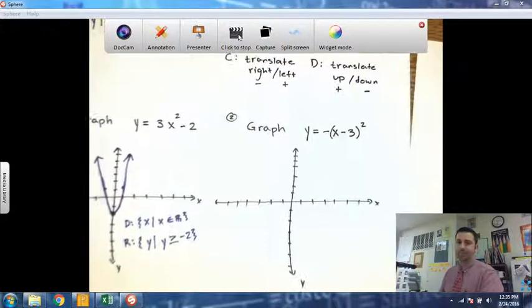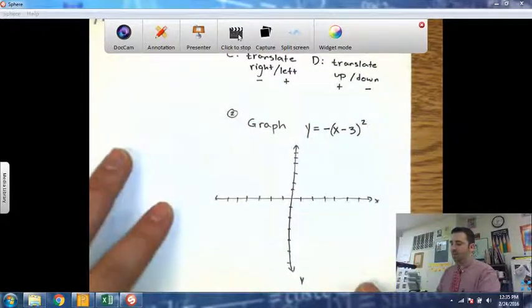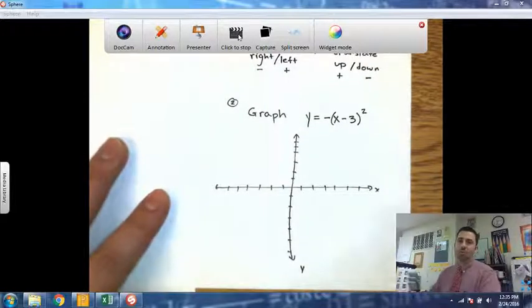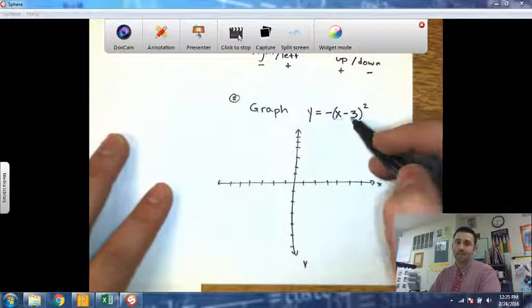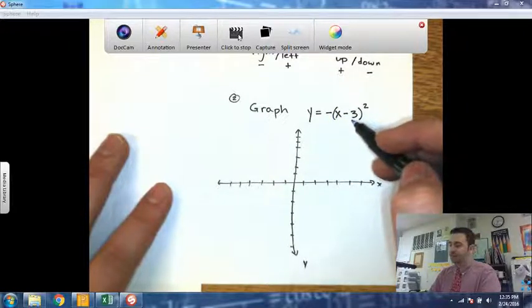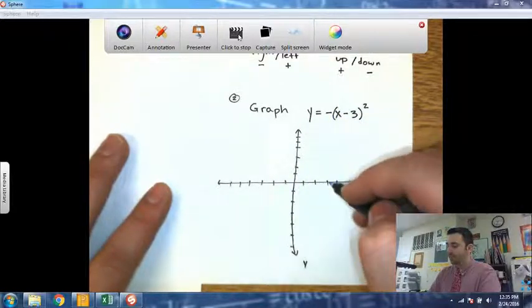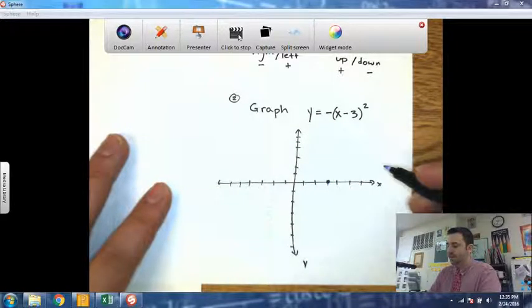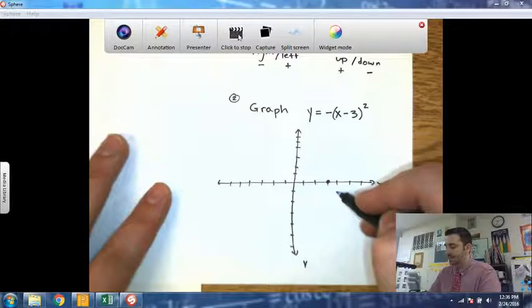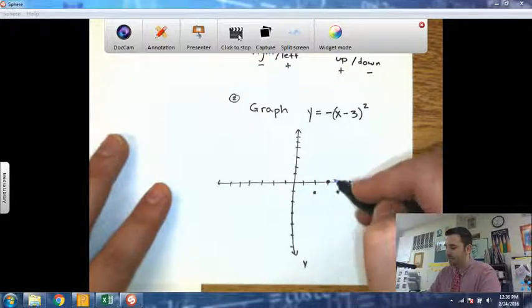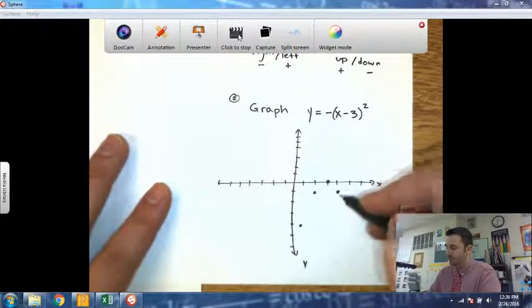Our next example has us graph y is equal to negative quantity x minus 3 squared. And so what this does is this reflects over the x-axis and then translates to the right 3. So if I translate right 3 for my vertex, as I build my parabola, instead of going over 1 up 1, I go over 1 down 1 because of that x-axis reflection, over 2 down 4.